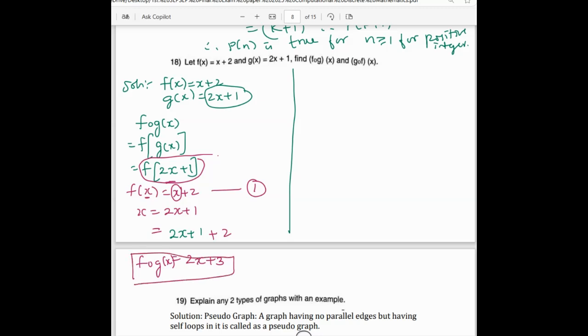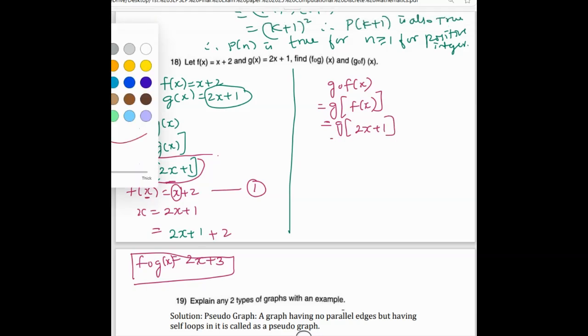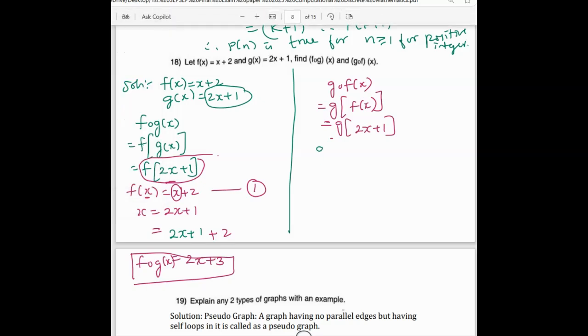We'll go for gof of x, that is g of f of x. What is g of f of x? F of x value is x plus 2. Now it is in the form of g of x, so write the formula.